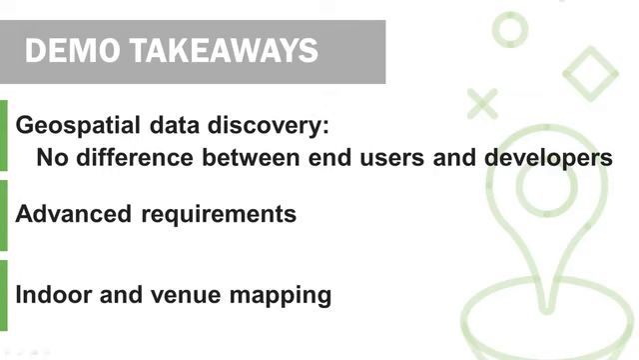So we've got geospatial data discovery, and we've eliminated the lines between end users and developers. But as you saw, just because we've made things simple, we haven't lost the power. We can still fulfill advanced requirements, some of which include indoor and venue mapping. That's something we're seeing very frequently now with QlikMaps customers, people wanting to look inside of a location, or even at a very micro level, for example, looking at a chip, or as Trey said, looking at somebody's pupil of their eye.